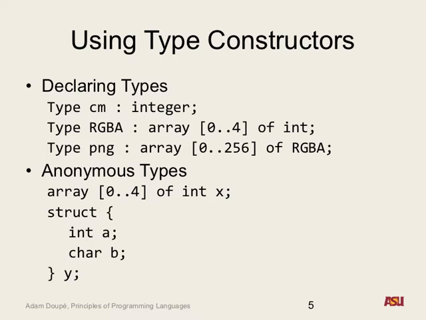Exactly, it's going to create a new variable. But note that in this case, this structure has no name. Right? There's no name for this structure. It's what we call an anonymous type. I thought Y was kind of its name. Y is a variable that has the type struct int A, character B.